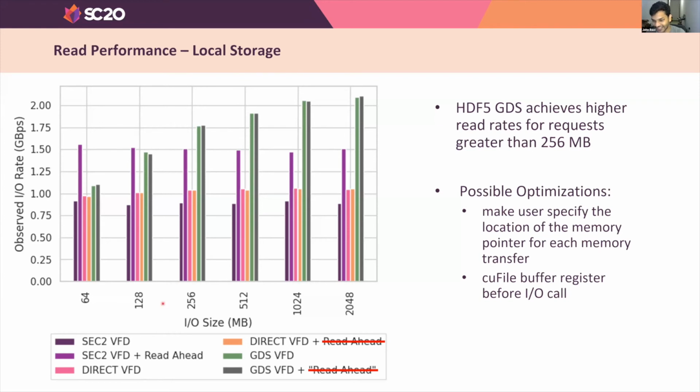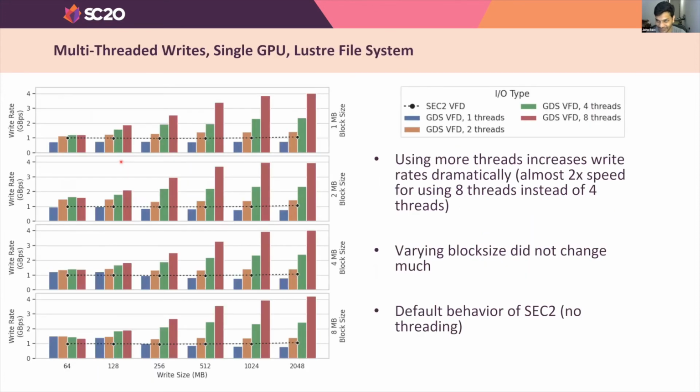So it makes sense that there's no read ahead going on here. So you get good performance with sec2 and read ahead enabled. But since you eliminate that bounce buffer again, GDS also performs best after a certain file size or IO size request. Same reasons why there's not as good performance as sec2 plus read ahead, mainly because of that extra overhead I mentioned earlier. Here I'm showing the multi-threaded writes.